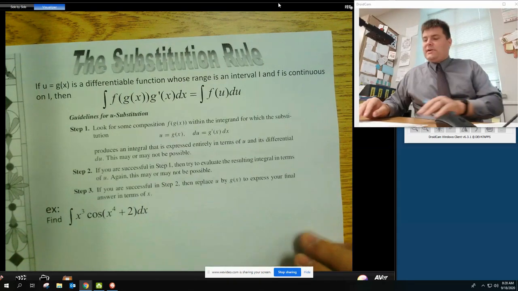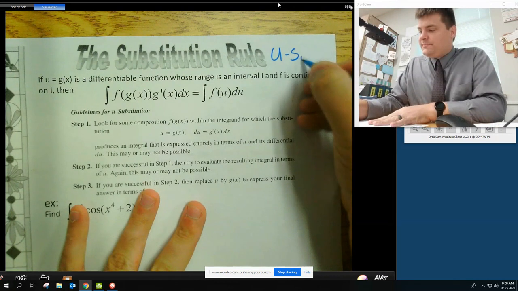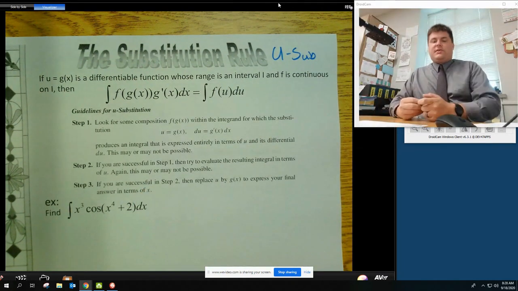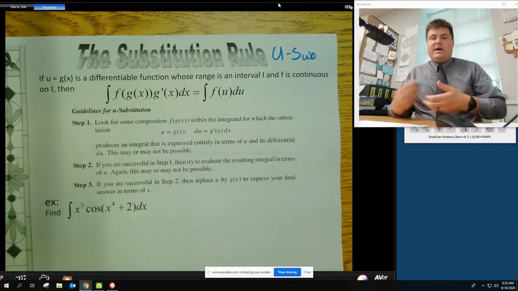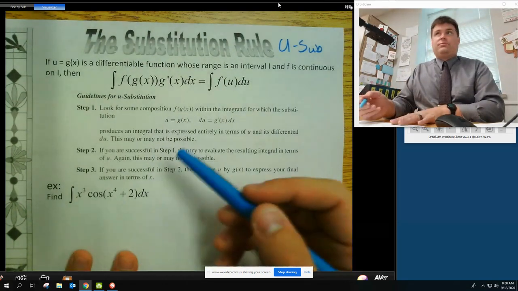Learning about our substitution rule. This is also known as U-sub. It's an integration technique that really helps us find the more complex antiderivatives. So here's the rule right here.